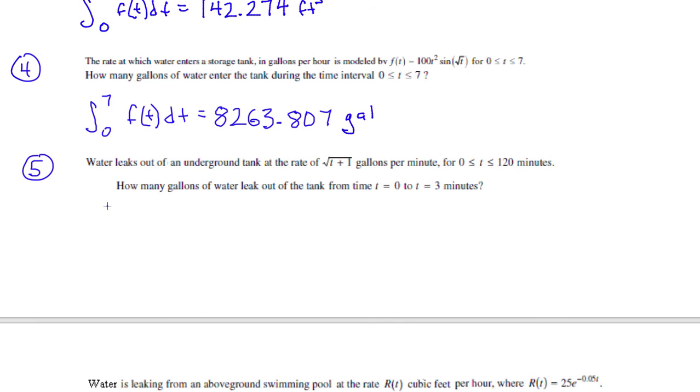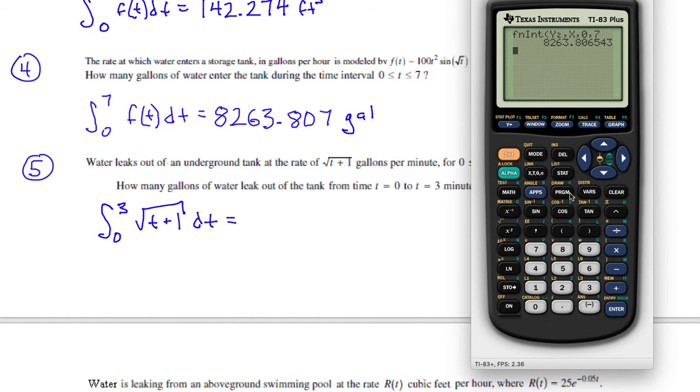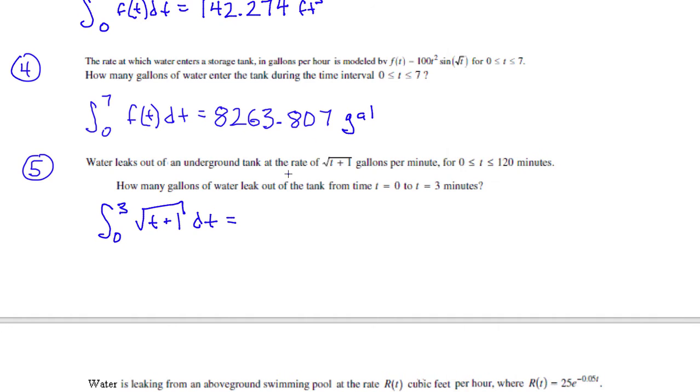How many leak from 0 to 3 minutes? So what is the integral from 0 to 3 of that function, which is square root of t plus 1 dt. All right, so I can just plug that in directly, so I can do math 9, and then I can just type this in directly. Second square root of t plus 1, and the square root. This can be with respect to x, from 0 to 3. All right, 4.6 repeating.